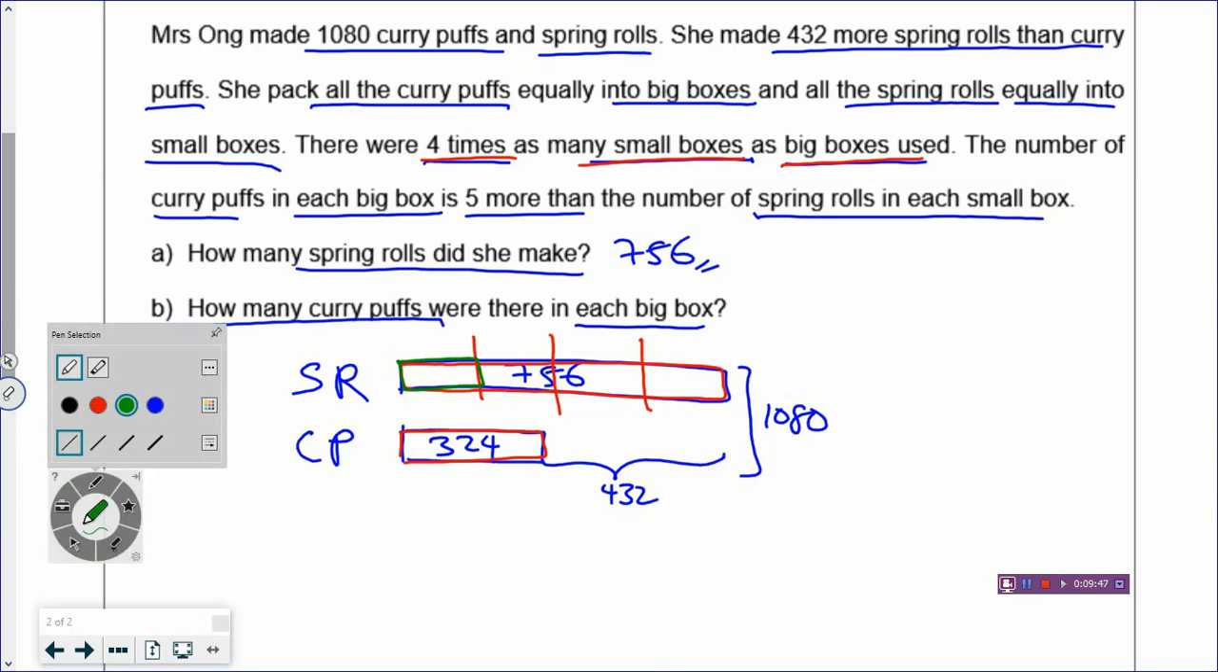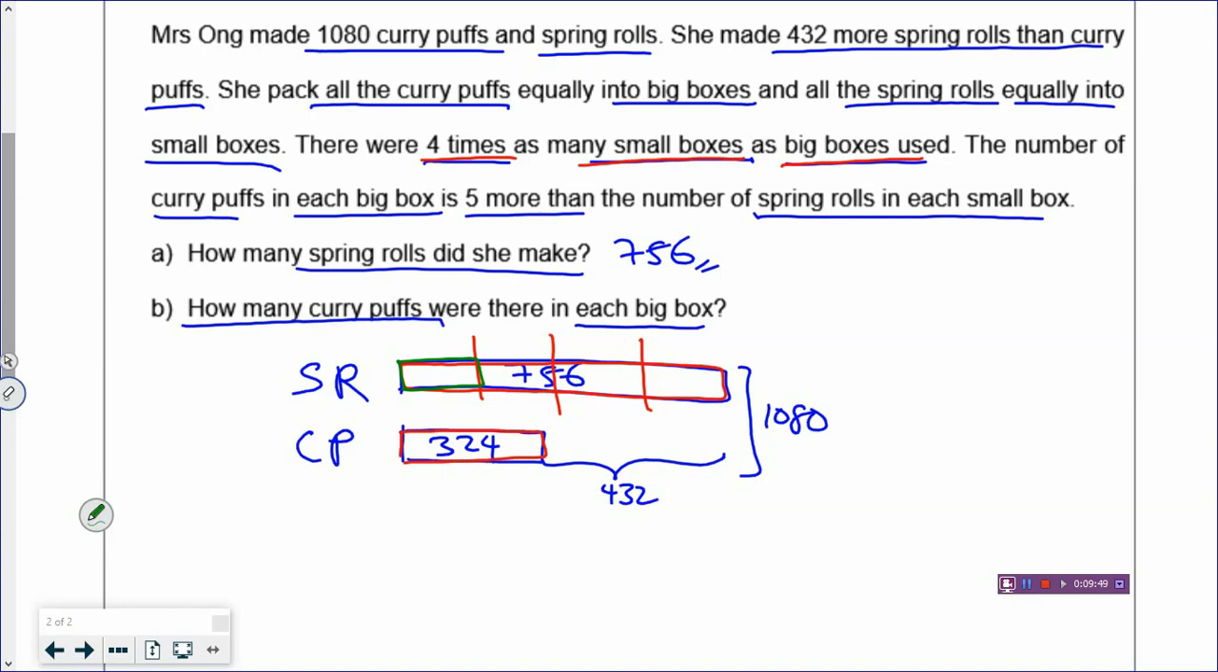We don't know how many small boxes, but this is 1 time, and then of course you have a 2nd time, and then you have a 3rd time, and that's why you have 4 times as many small boxes.